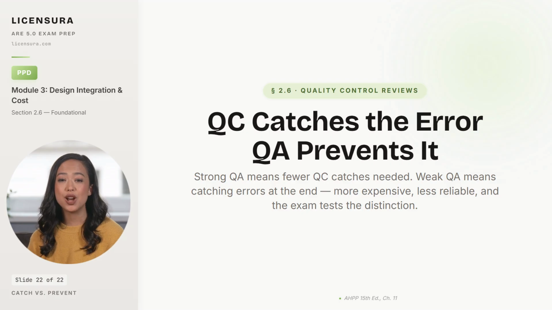A firm with strong QA, standards, templates, training, checklists, peer review culture, needs less QC because the process makes fewer mistakes from the start. A firm with weak QA leans heavily on QC reviews at the end of every phase to catch errors that the process let through, and that pattern is more expensive, less reliable, and exhausting.